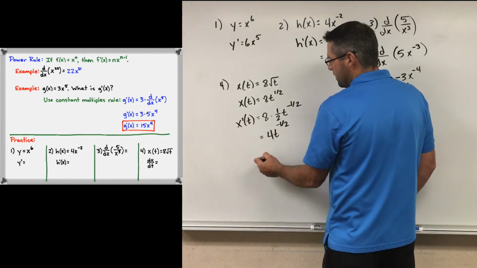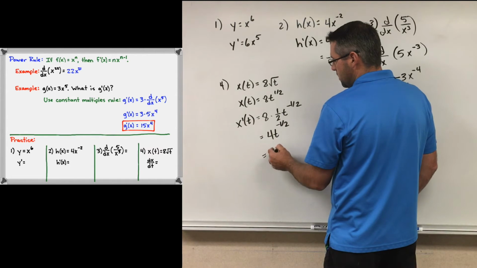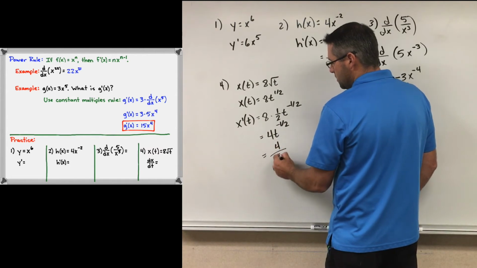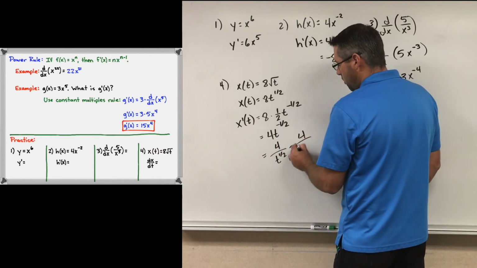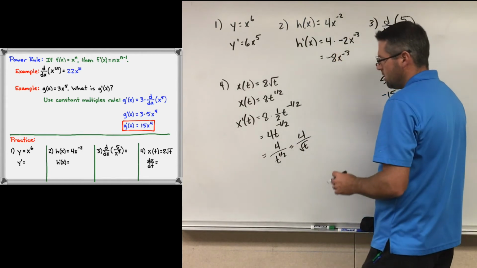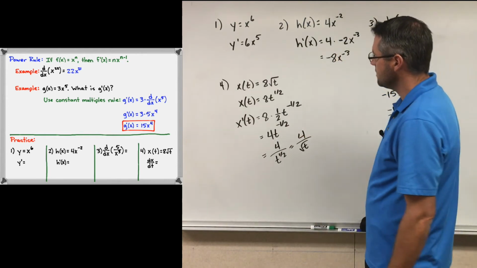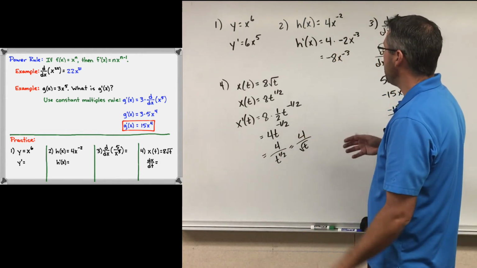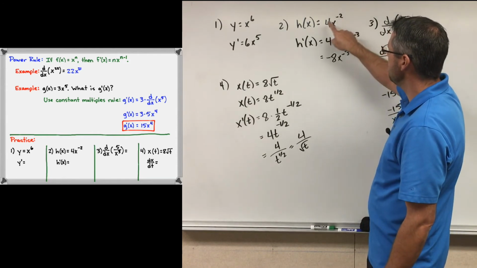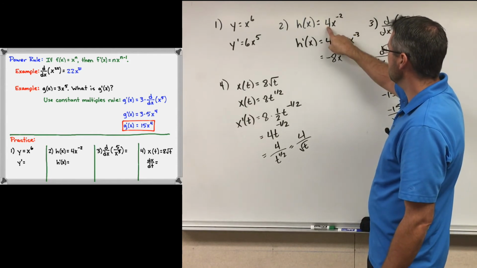And if you want to write it so that it's a positive exponent, it would be 4 over t to the 1/2, or 4 over radical t, okay? But this is fine to write it like that. You might notice this little quick pattern. All you have to do is take that exponent and multiply it by the coefficient.